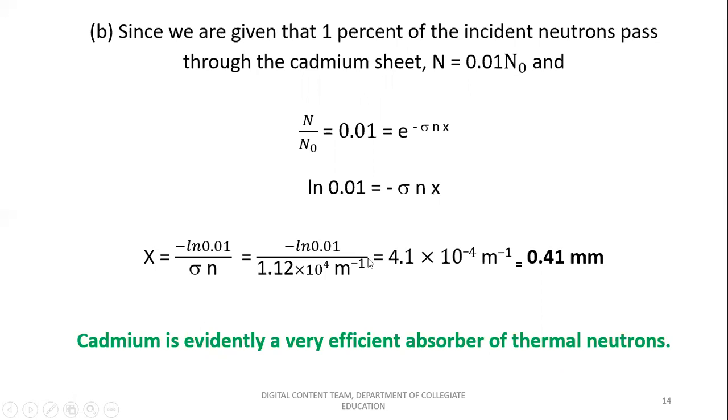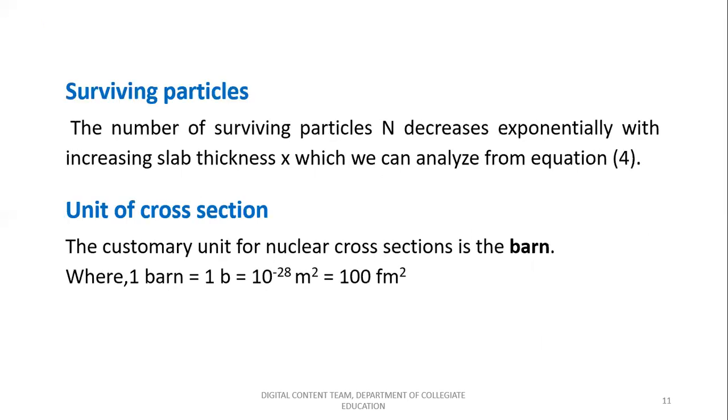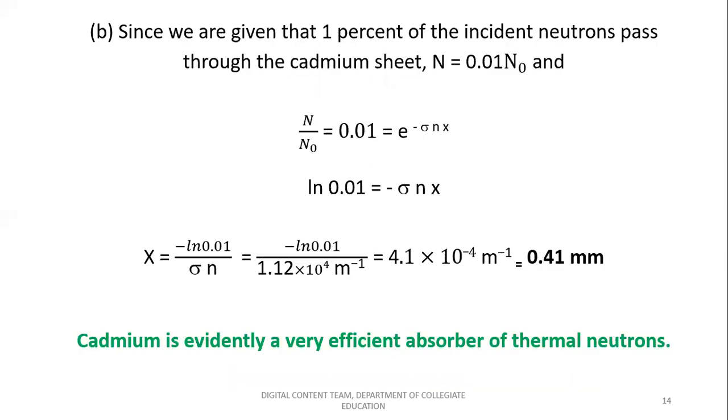So we'll move to the second part. It is given that 1% of the incident neutrons pass through the cadmium sheet. That means 99% of the incident beam of thermal neutrons is absorbed, and 1% passes through it. So we'll consider the second part.